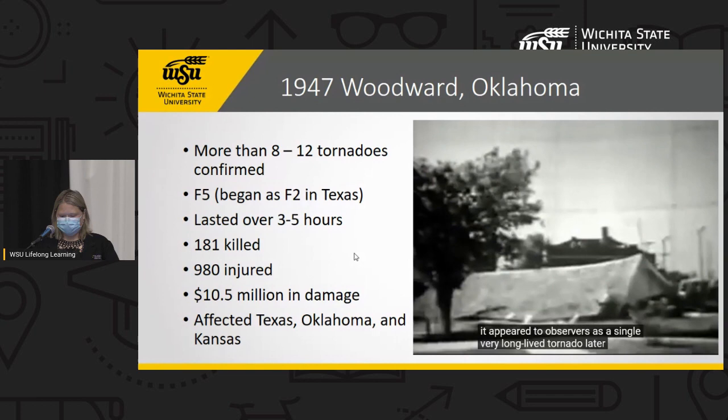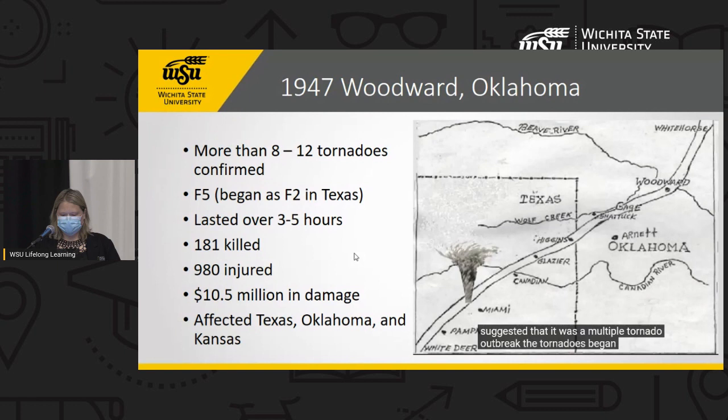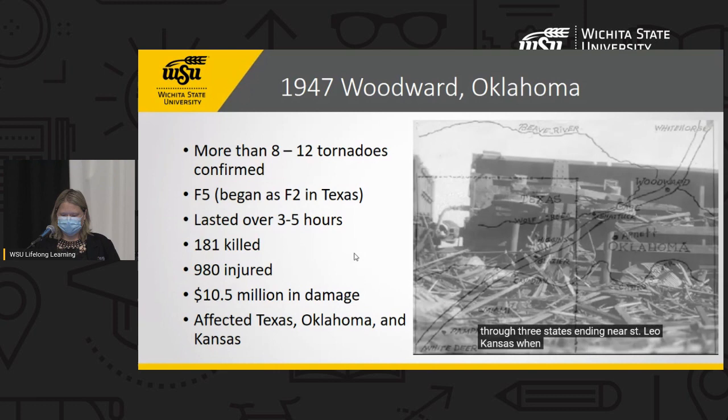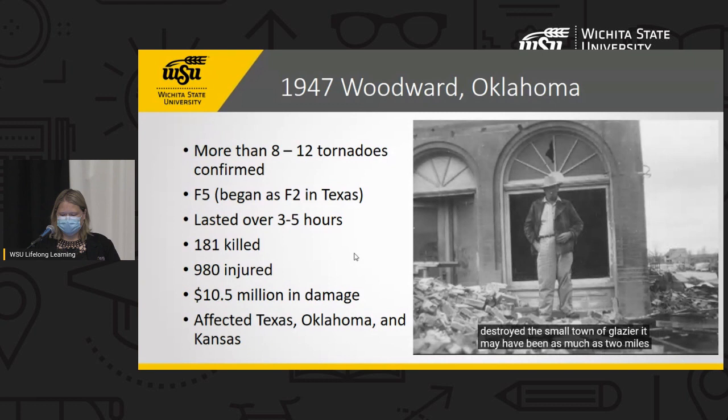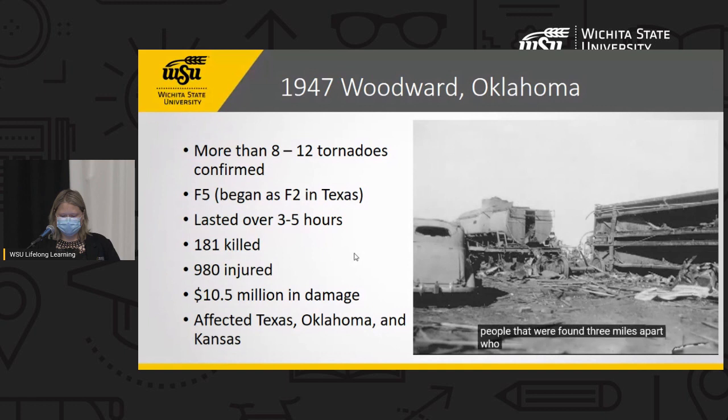The tornadoes began in Texas and would cut a path of destruction through three states, ending near St. Leo, Kansas. When it struck and completely destroyed the small town of Glazier, it may have been as much as 2 miles wide. Afterwards, press reports told of two people that were found 3 miles apart who were known to be together before the storm struck. Much of Higgins, Texas was completely destroyed.